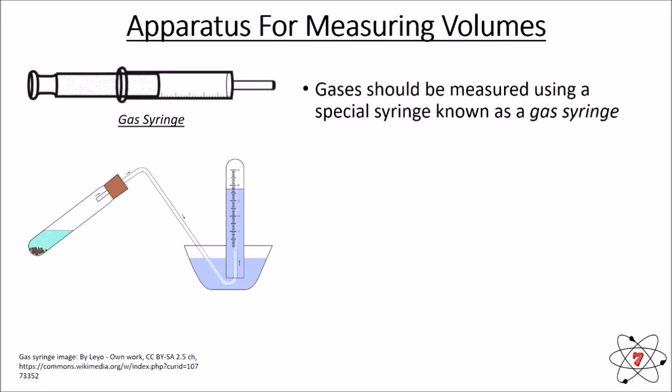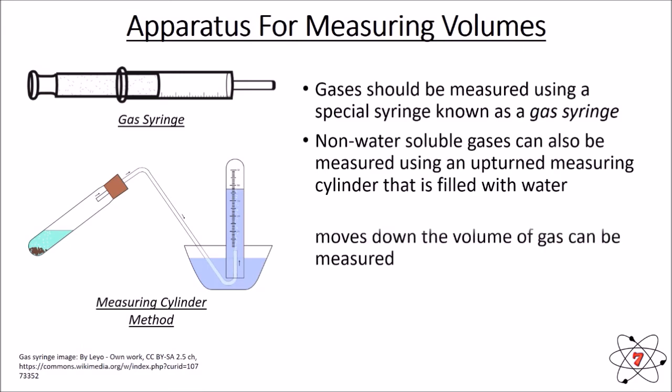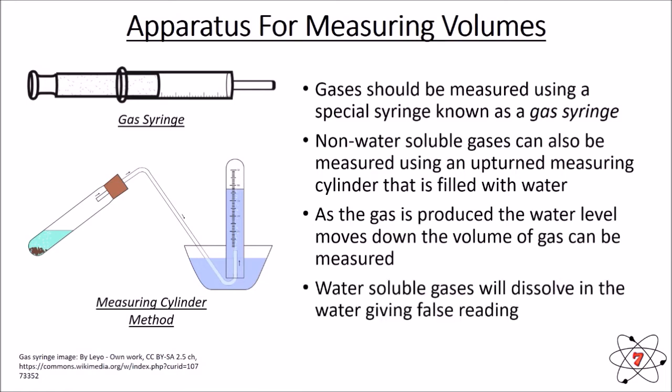If you don't have a gas syringe, you can collect non-soluble gases using some very, very simple equipment. You can just have an upturned test tube with a graduated scale or a measuring cylinder in a bowl of water. Water will fill the test tube the whole way up. Any gas produced will displace the water and the water level will go down, and you can measure the amount of gas produced. Just be careful of using this method, because if you have a water-soluble gas, some of the gas will dissolve in the water and you will not get as good a reading.